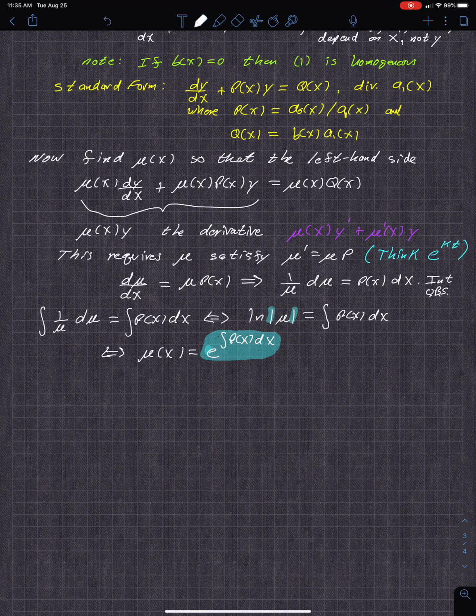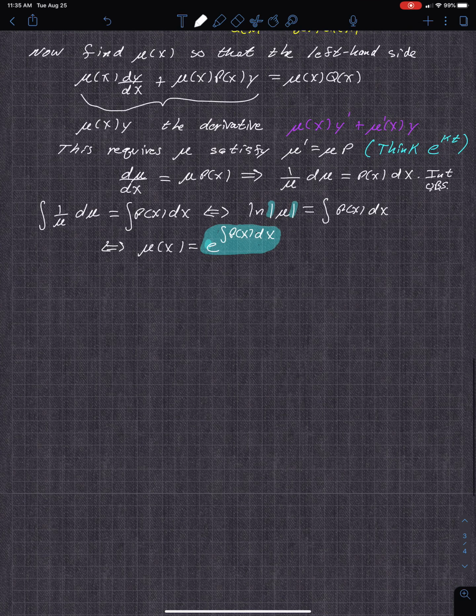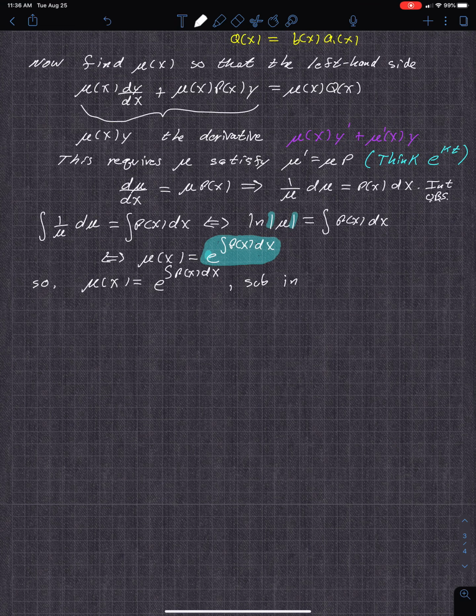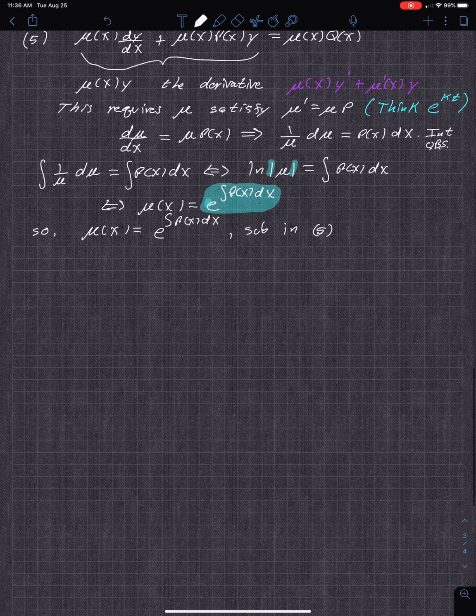I don't think they go over that so much in the book when I read through it, but that's what they're saying. So what you have then is your mu of x is equal to e to the integral of p of x dx, and then you substitute in. We're going to call this equation 5 back here. So you substitute into equation 5 above, and I'm following the book format as well.